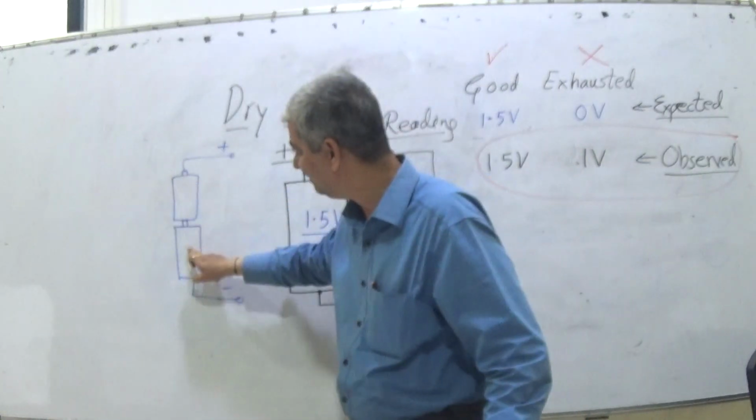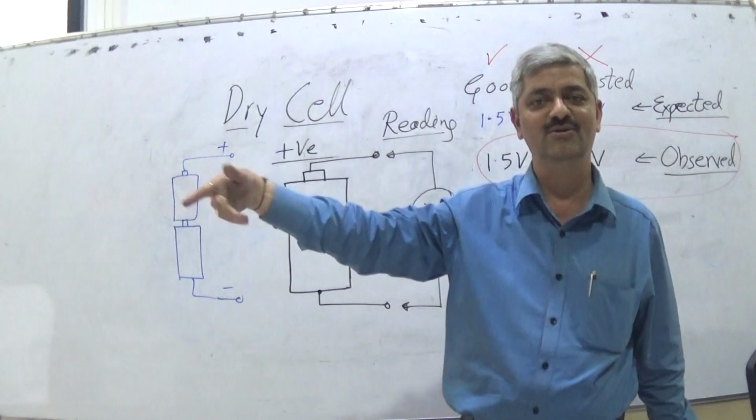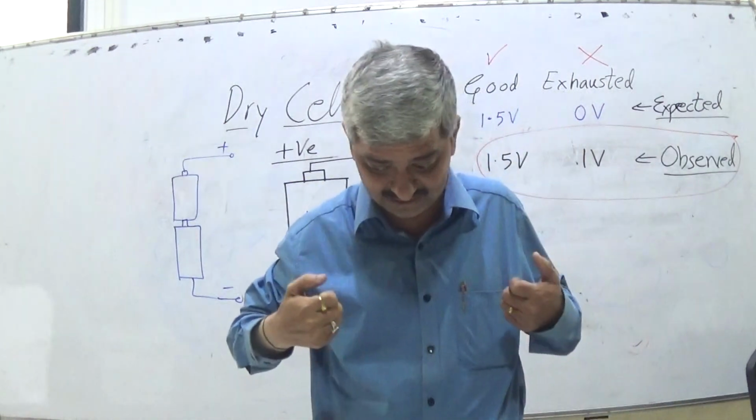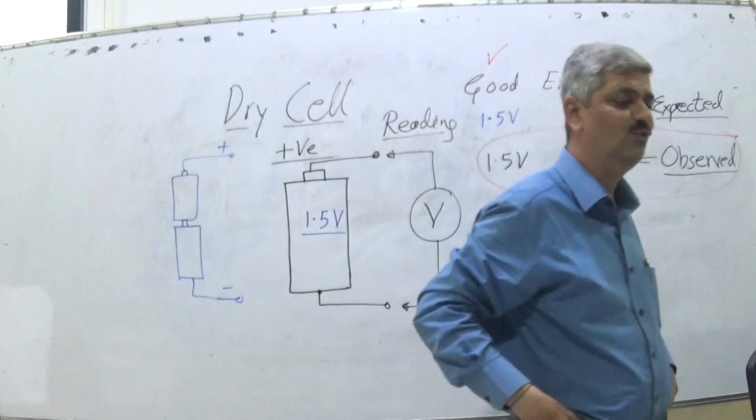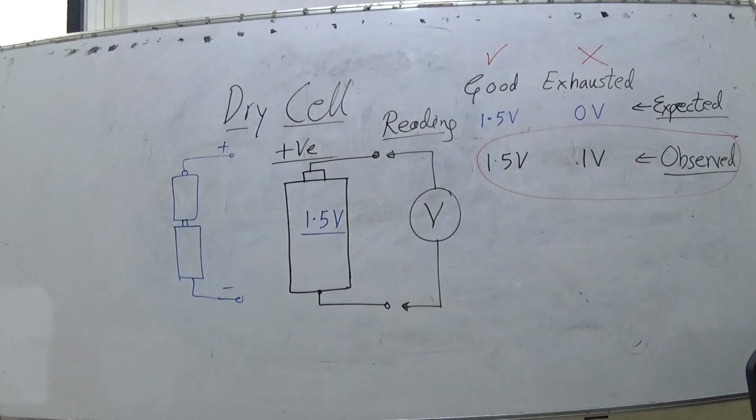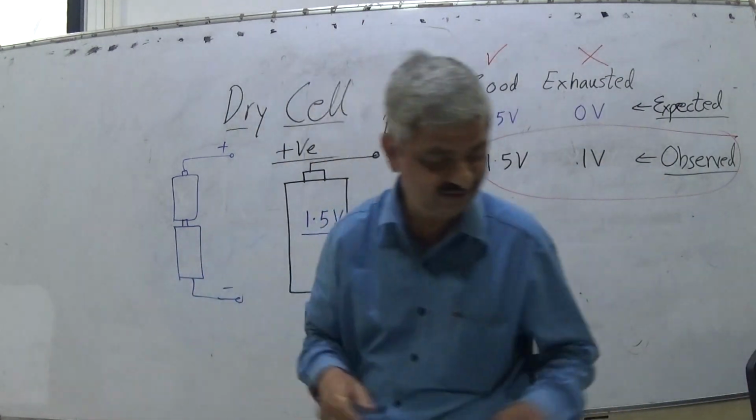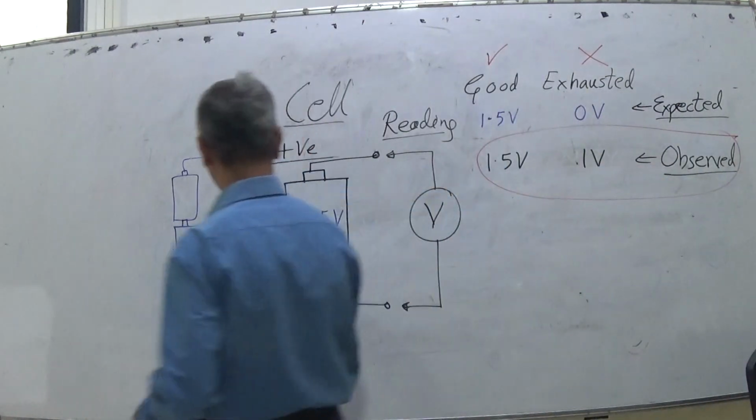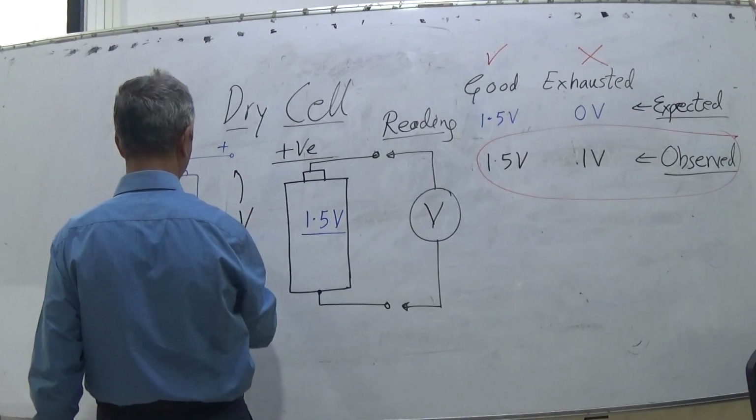Why are there two cells? I want 3 volts. Now your neighbor says, no, I have exhausted cells, but I will say I have a reading, it gives 1 volt. So I will put 1 volt, 1 volt and 1 volt. Instead of 2 good cells, I will take 3 exhausted cells, put in series. Now, this voltmeter, yes, it gives 3 volts.